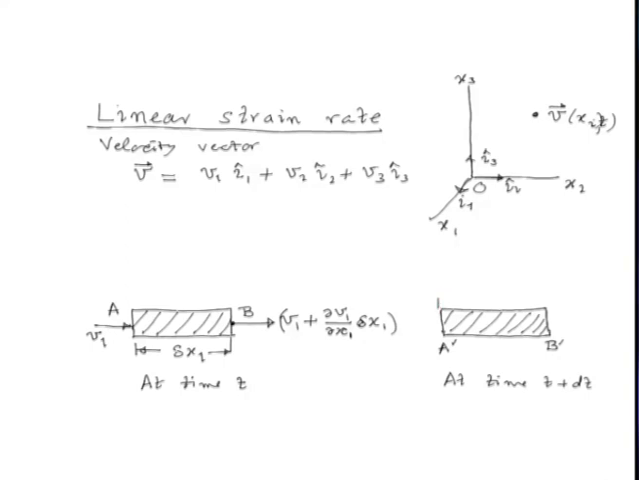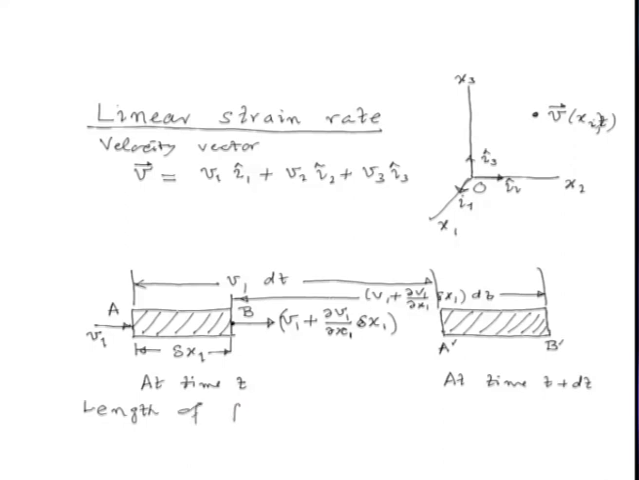That is very simple. The difference between A and A prime would be given by V1 dt. Similarly, the difference between B and B prime can be easily obtained as V1 plus delta V1 over delta x1 times delta x1 times dt. Okay. Now, can we obtain the length of segment A prime B prime?